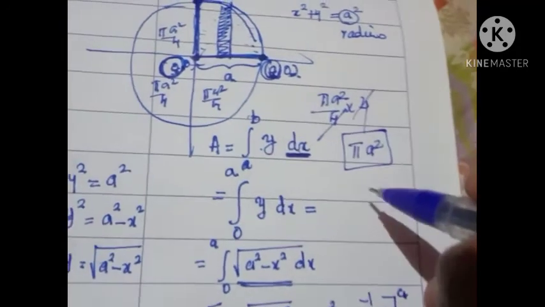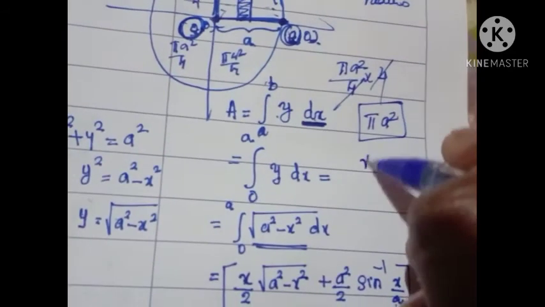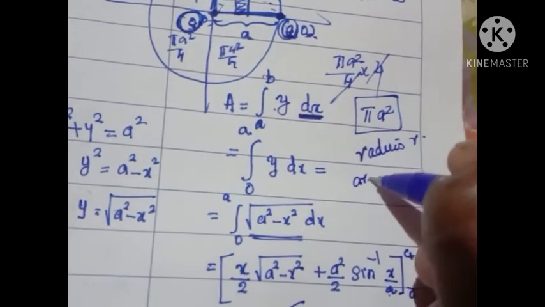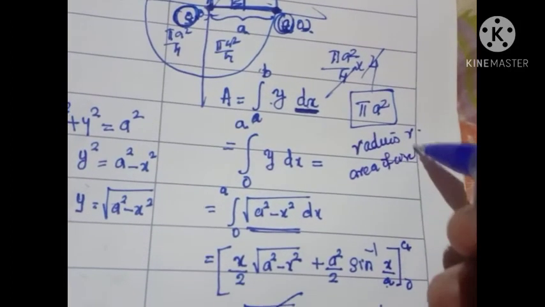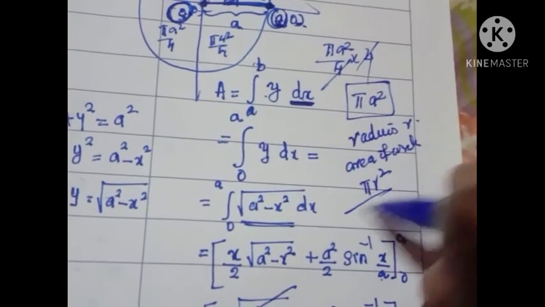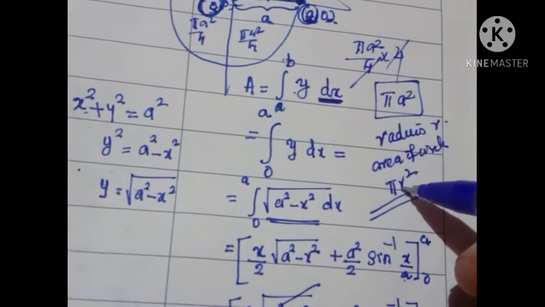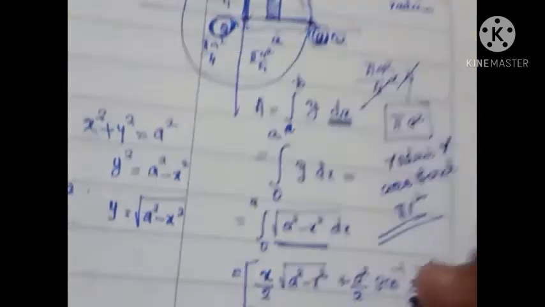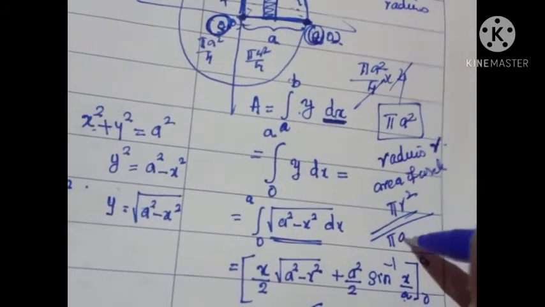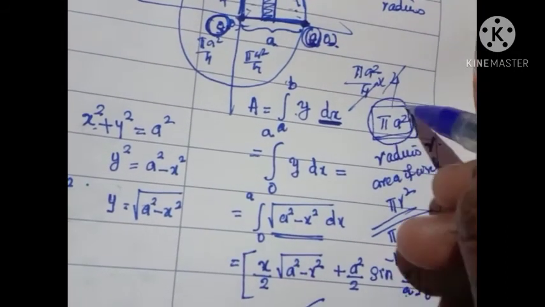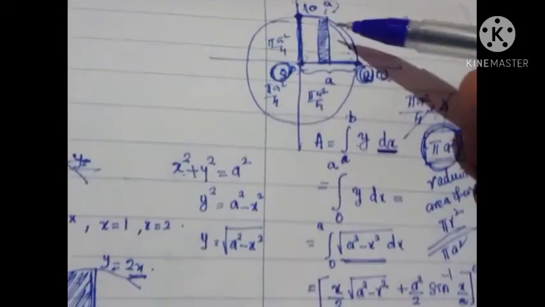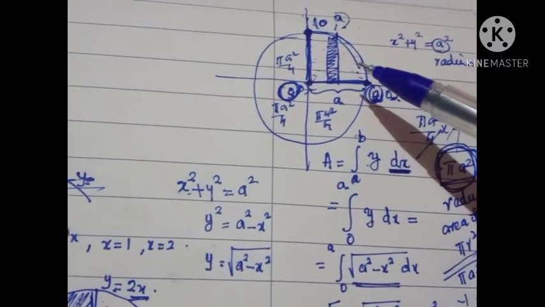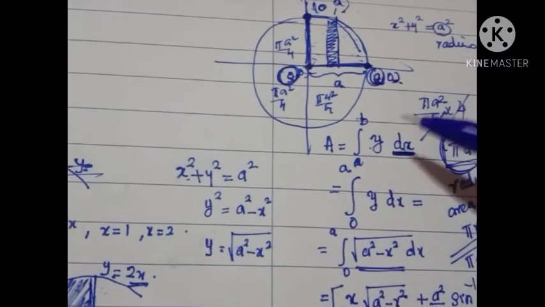Listen. Suppose a circle of radius r. What is the area of the circle? It is pi r square, isn't it? Area of circle is pi r square. So instead of r, here radius is a. So the area of the circle is pi a square. So this is the method of applying integration to find area under some curves, simple curves.